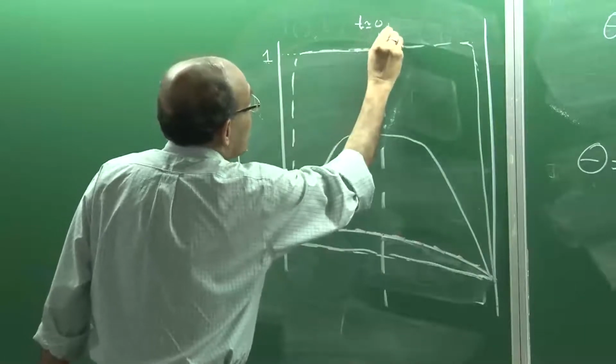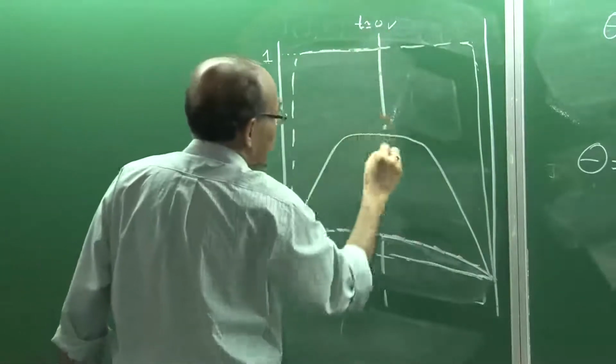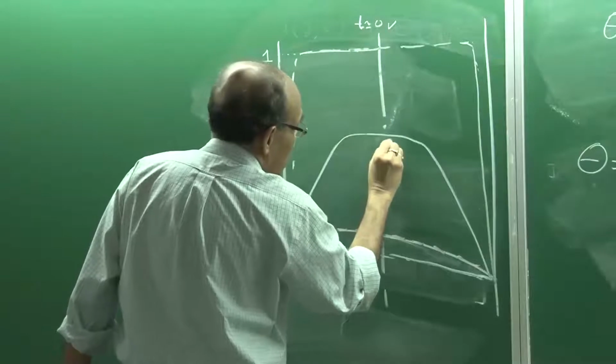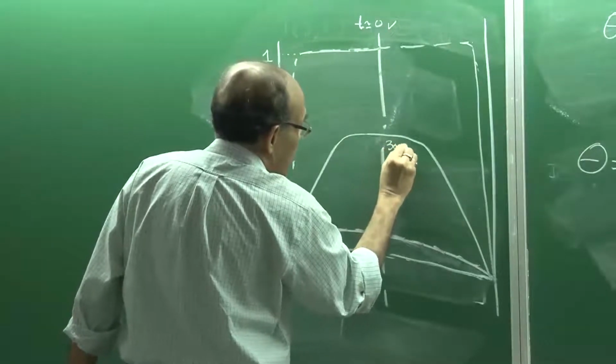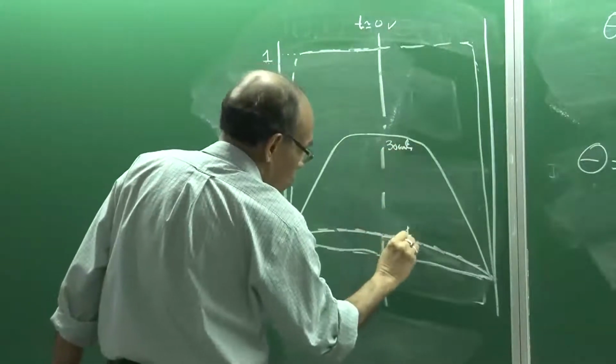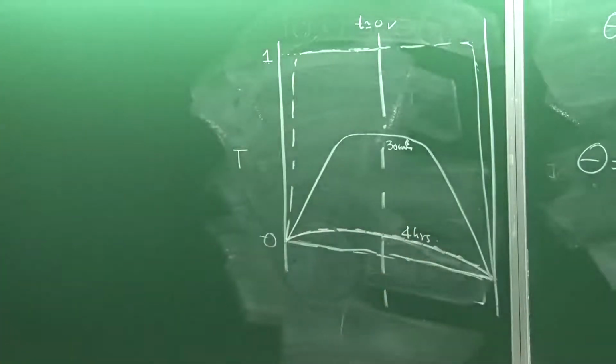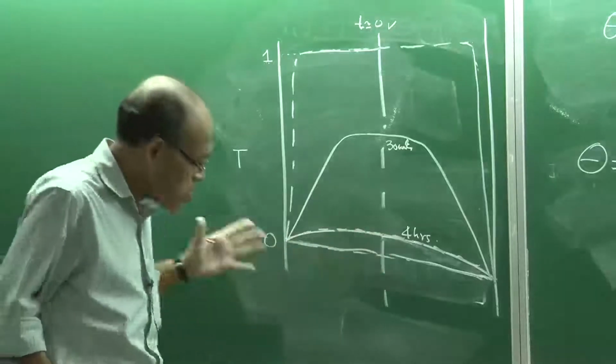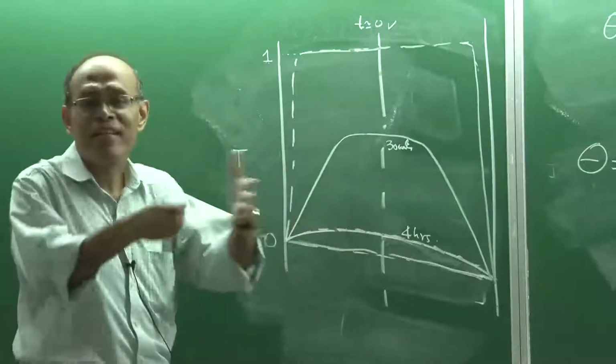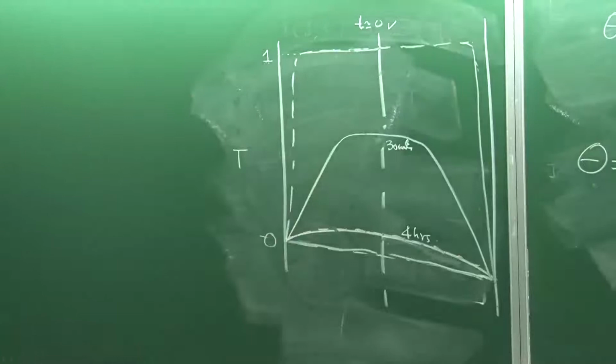So, if this is, I would say arbitrarily, if this is 10 seconds, this is 0, this could be 30 minutes, and this could be about 4 hours. That is what is the typical value one would expect, that after 4 hours we are seeing that the temperature has become more or less homogeneous in the system.